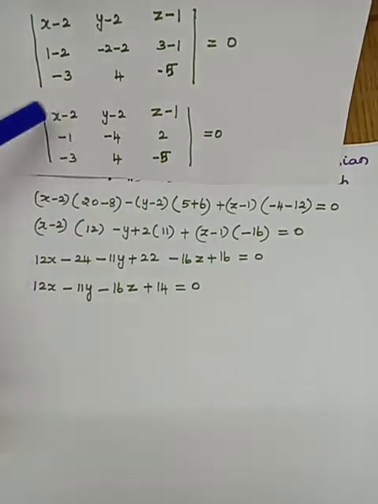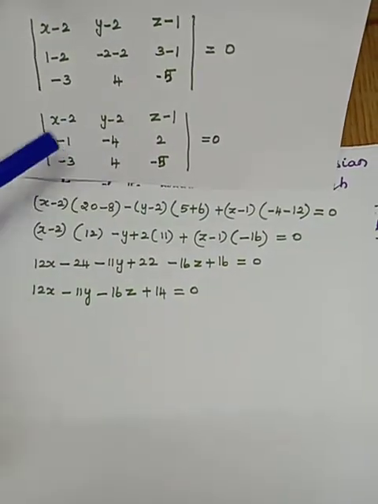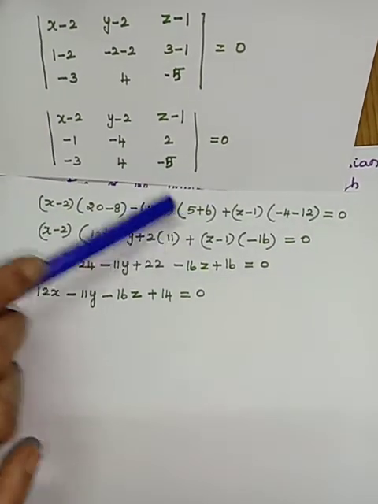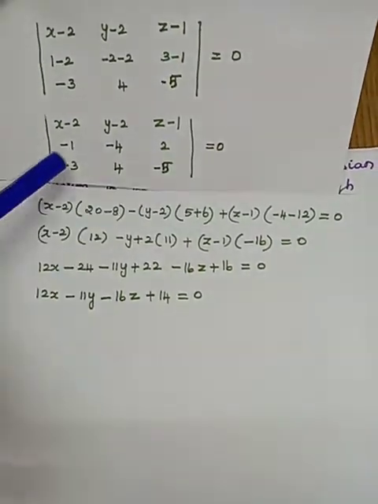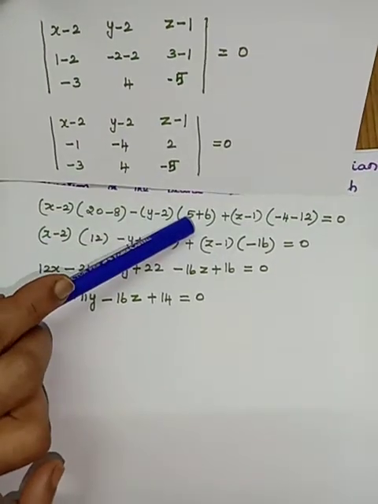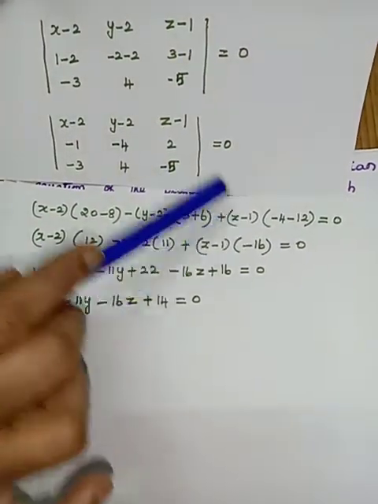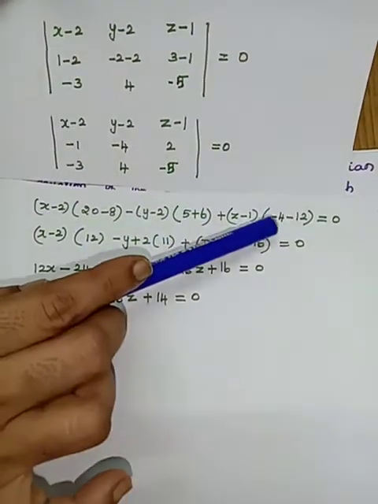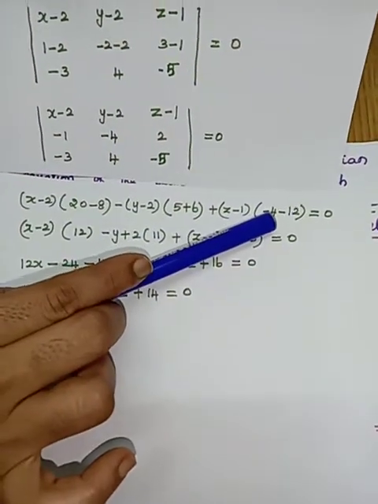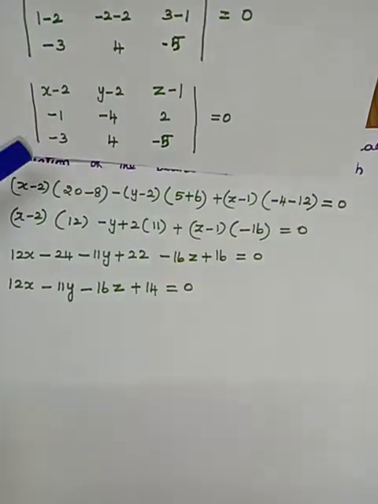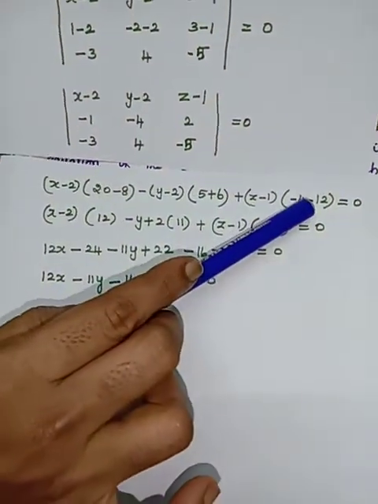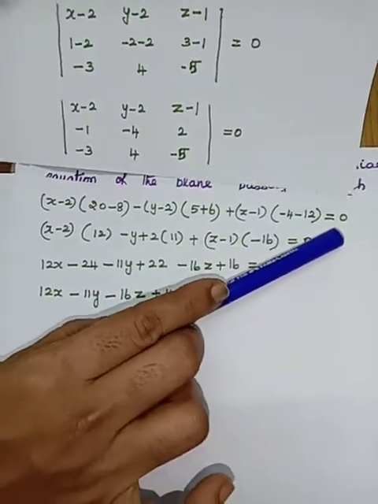Okay, delete the first row and second column. Minus 1 into minus 5 is 5. You have to write minus in between. When you multiply these two, it is minus 6, so I have written plus 6. Plus z minus 1 into, delete the first row and third column, minus 1 into 4 is minus 4. You have to write minus in between in the formula, and when you multiply these two, it is 12. So here you will have minus 12, which is equal to 0.